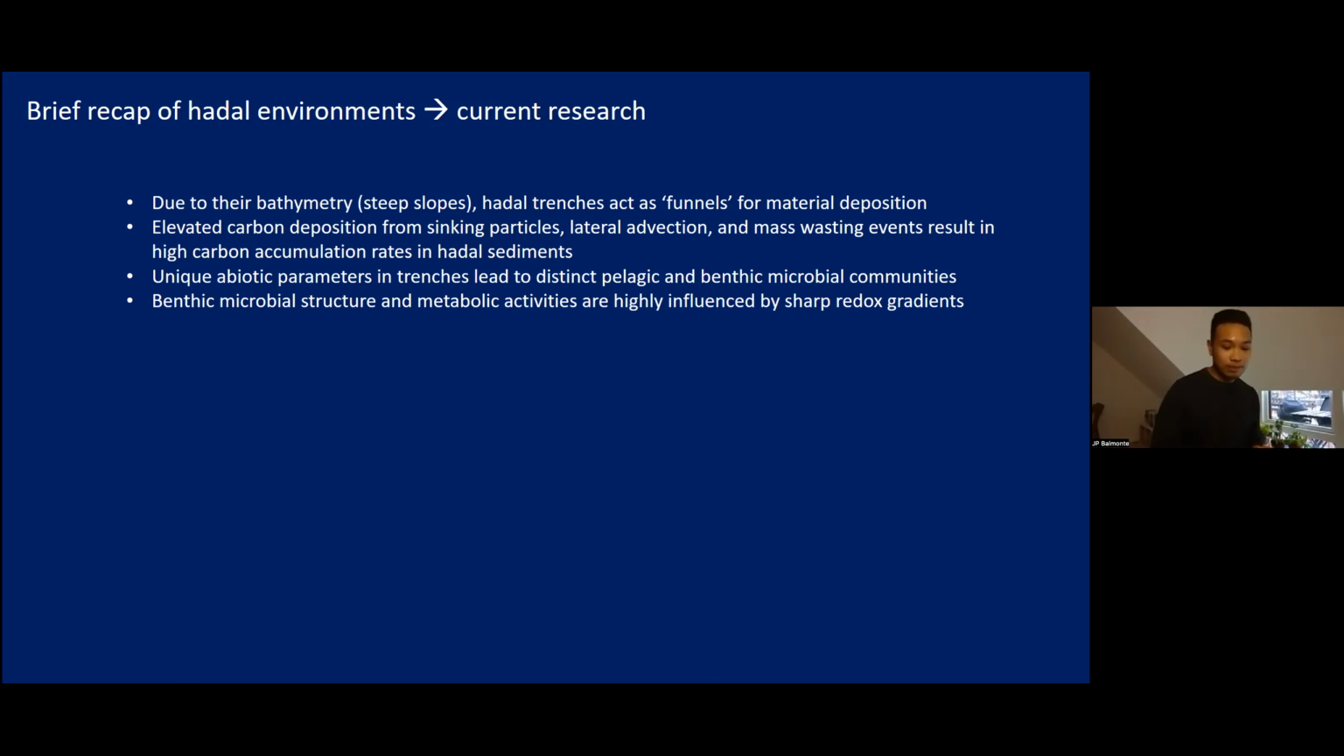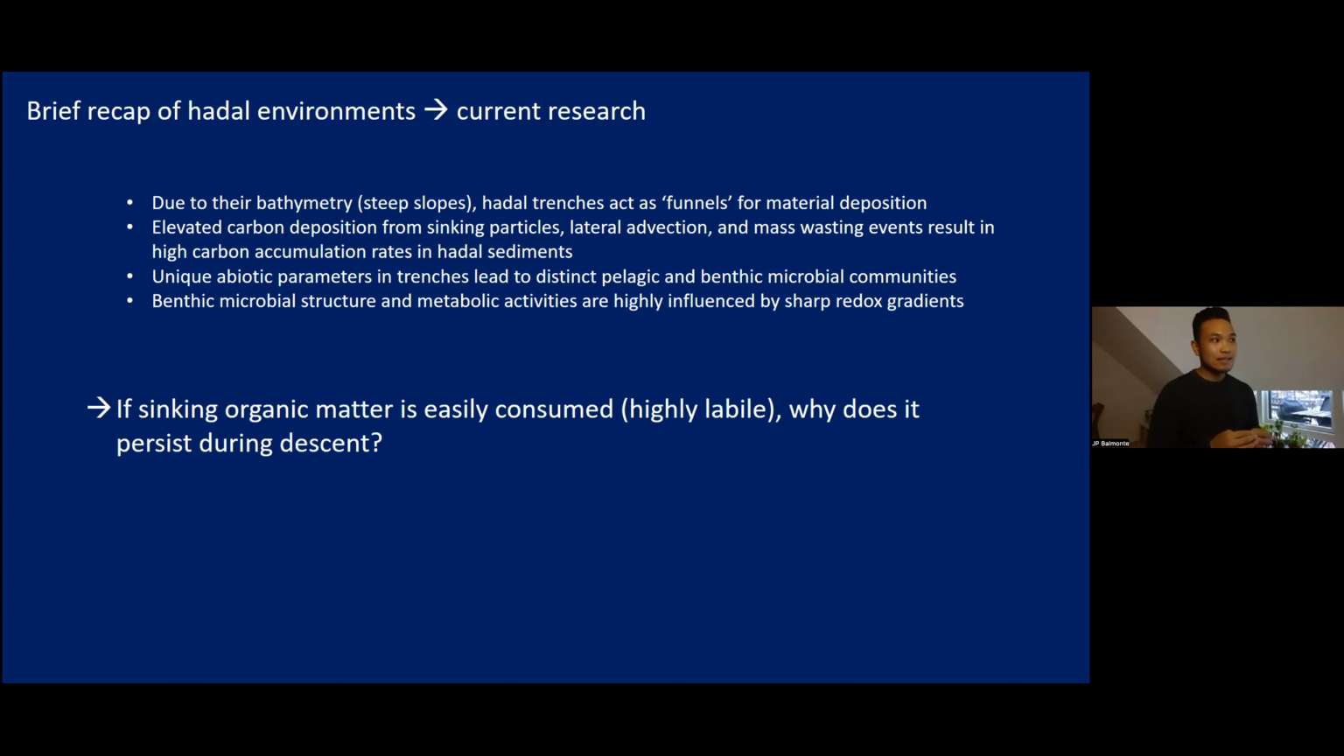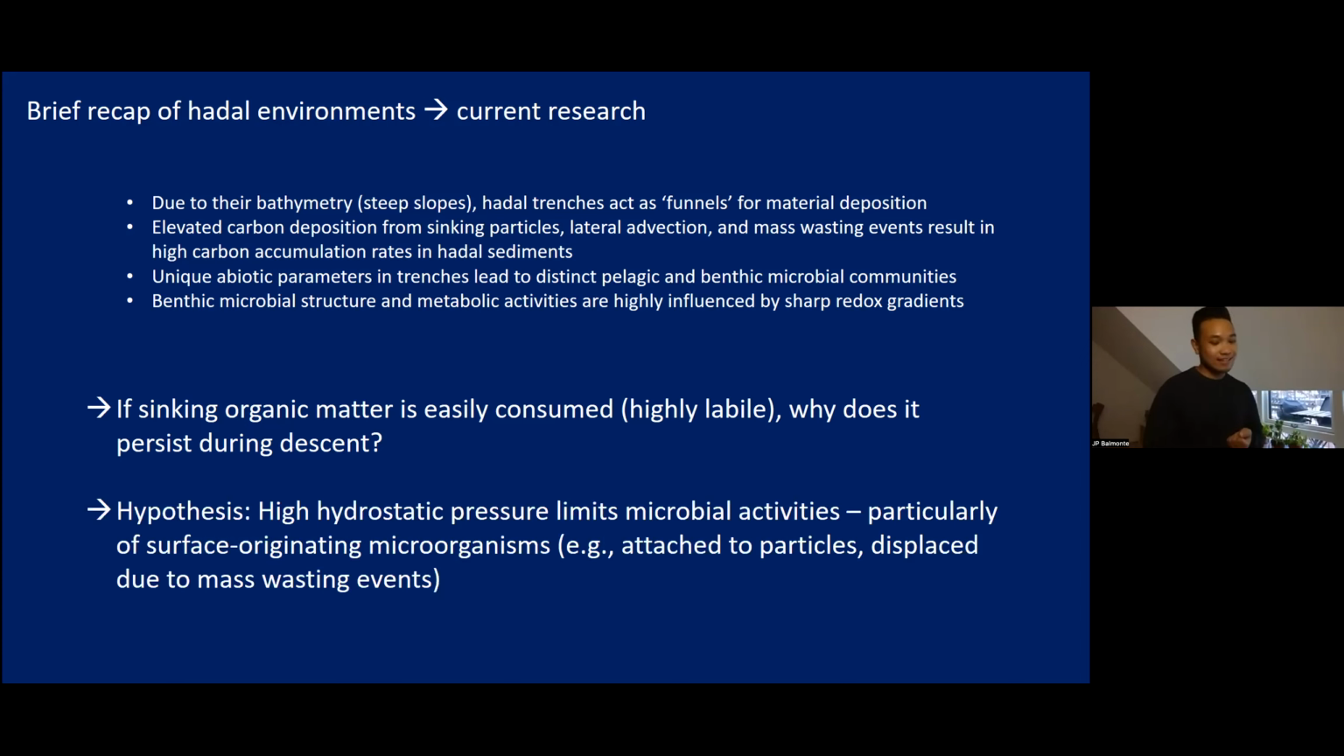Okay, so based on this recap, one glaringly obvious question is, if this sinking organic matter is easily consumed, if it reaches the deep sea and is very highly consumed, easily consumed, or highly labile, why does it persist during descent? That's a crux. That's the core question of the talk here.